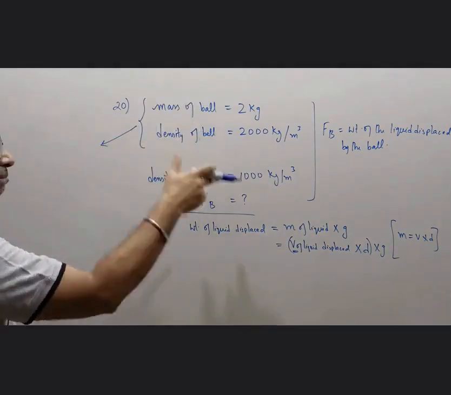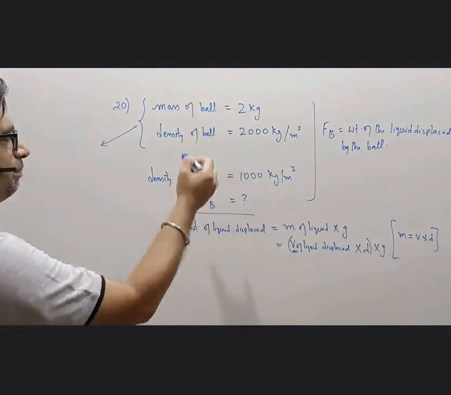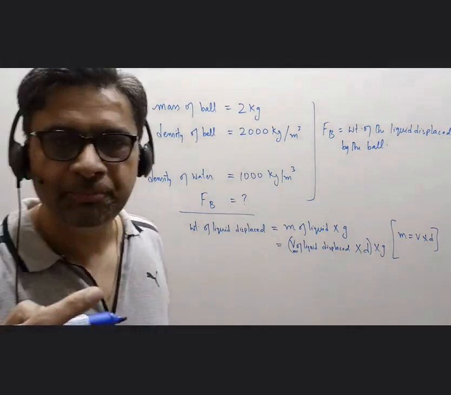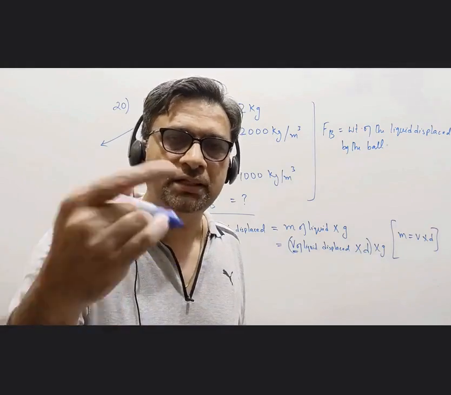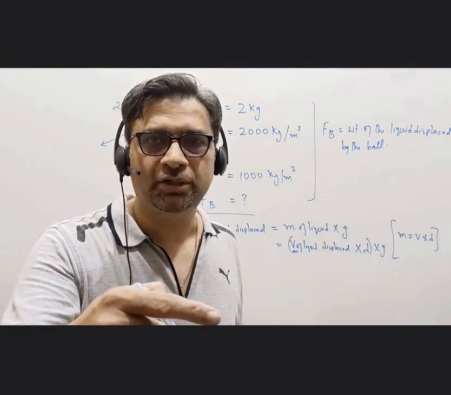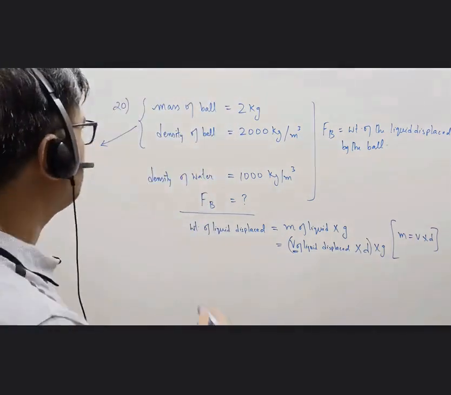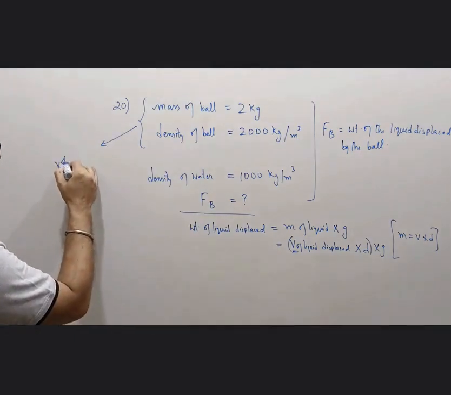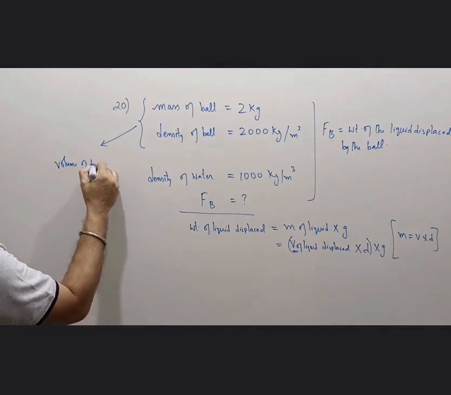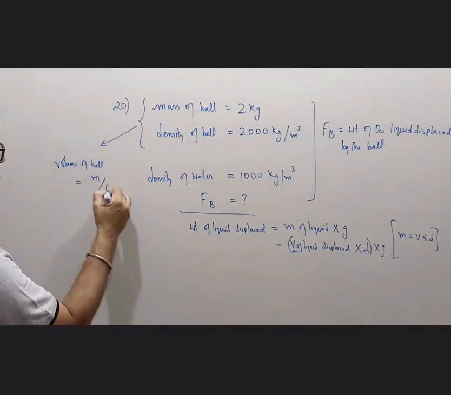Because this ball is completely immersed in the water, the volume of the water displaced is equal to the volume of the ball, is it not? The volume of the liquid displaced is equal to the volume of the ball. So from this information, can we not find the volume of the ball? The volume of ball is equal to mass divided by density.